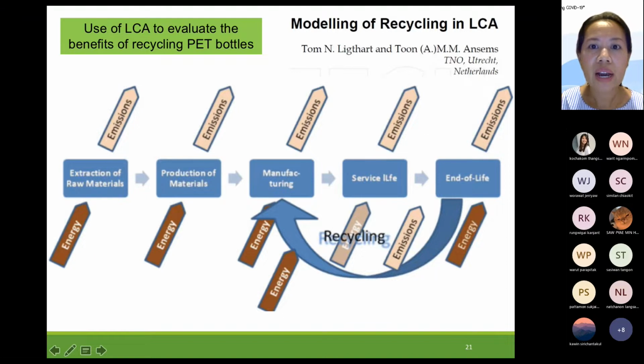We can calculate and make some scenarios. If we replace 20% of the original material, how much does the impact reduce? And for another scenario, if we add 50%, like half, how much reduction of the impact is there, something like that. This is why we can use the result of LCA to design the product or manufacturing process. There are many kinds of benefit from the LCA.